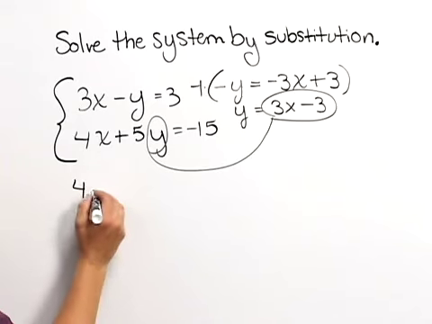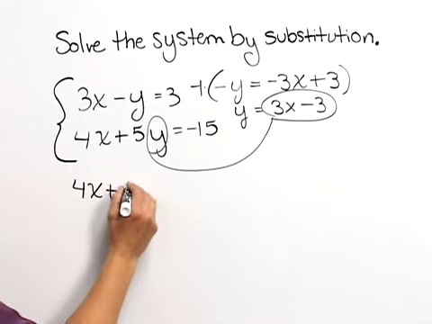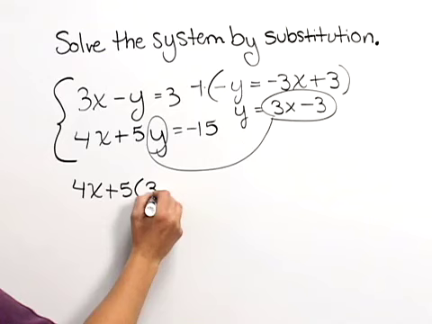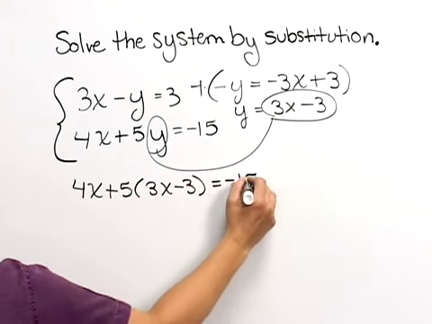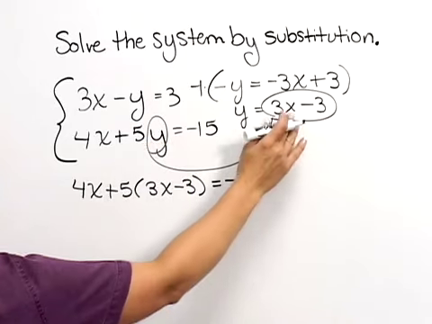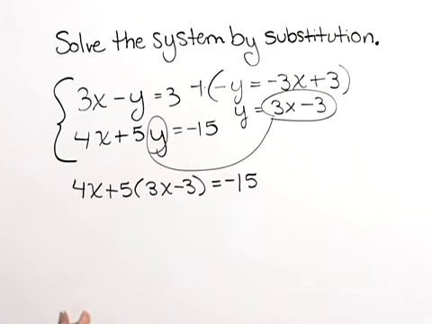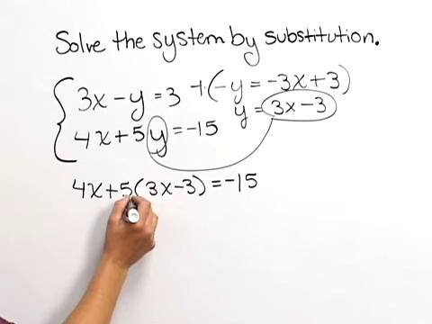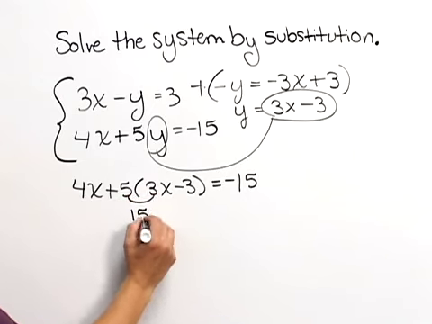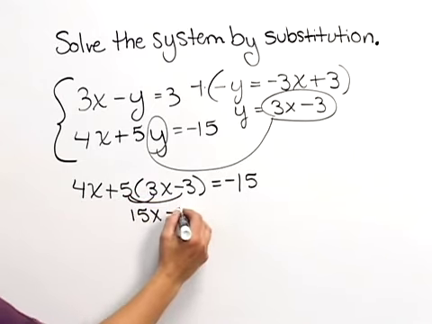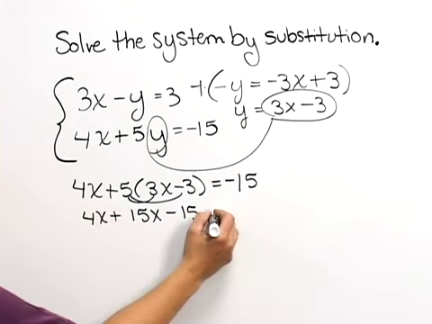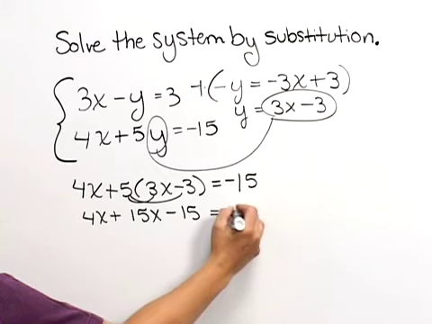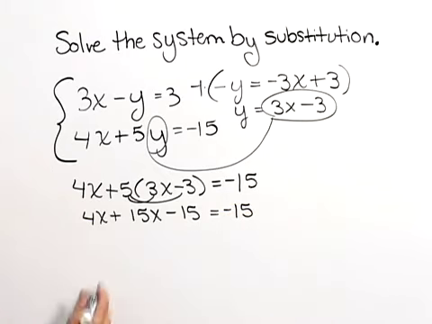That gives us a new equation of 4x plus 5 times (3x minus 3) equals negative 15, replacing this y with the expression that it equals. If we now distribute, we get 15x minus 15. We still have our 4x out front, and that's going to all equal negative 15.